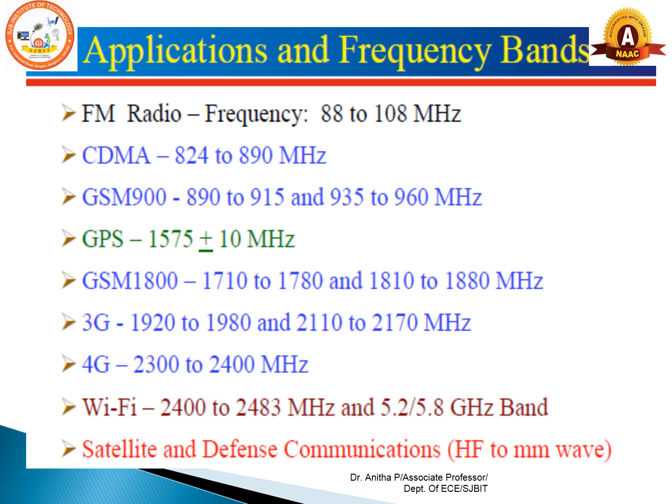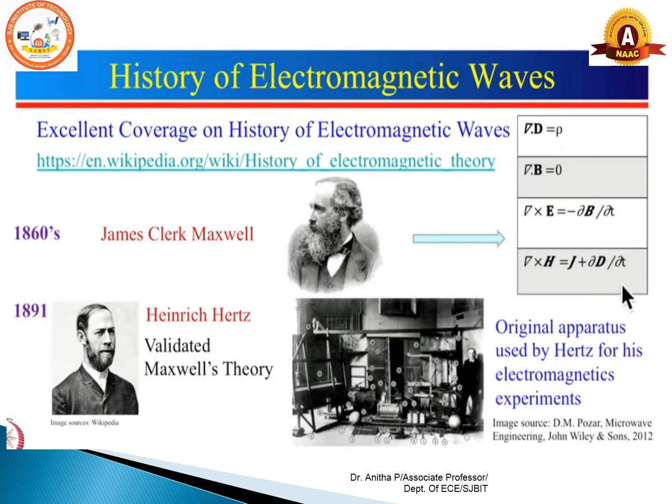And GPS, global positioning system, which is in the 1575 megahertz range. And 3G, 4G: the 4G range is in the 2.3 to 2.4 gigahertz range, and 3G is from 1.9 gigahertz to 2.1 gigahertz range. And even Wi-Fi, which is in the 2.4 and 5.8 gigahertz bands. So likewise, different applications and their frequency bands, as you can see.